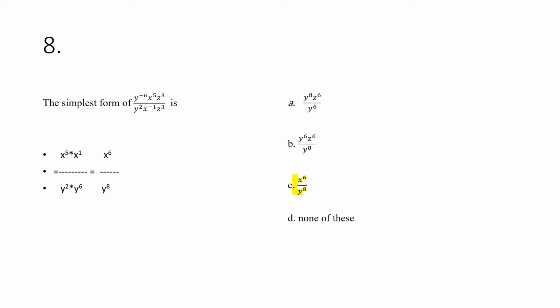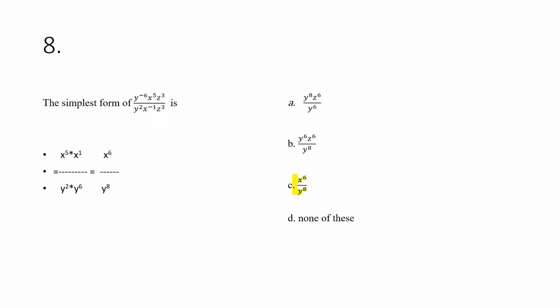For number 8, to find the simplest form of the expression, what we do is shift all variables with the negative exponent to either the numerator or denominator so that they can acquire a positive exponent. So y to the negative 6 in the numerator becomes y to the positive 6 when shifted to the denominator, and x to the negative 1 in the denominator becomes x to the first exponent in the numerator.